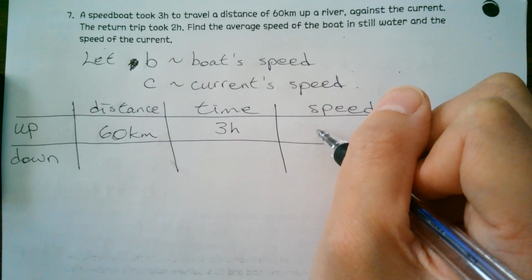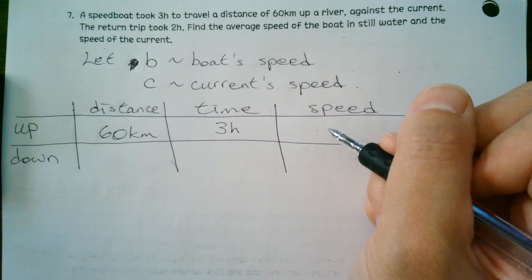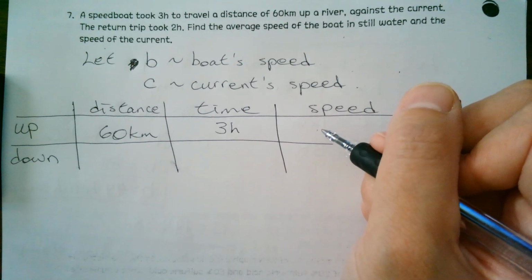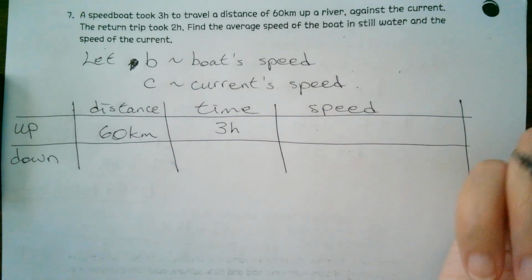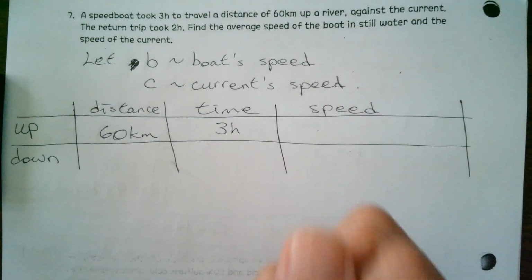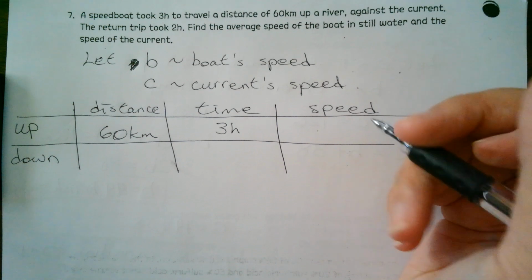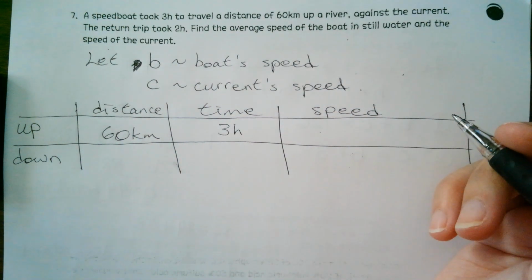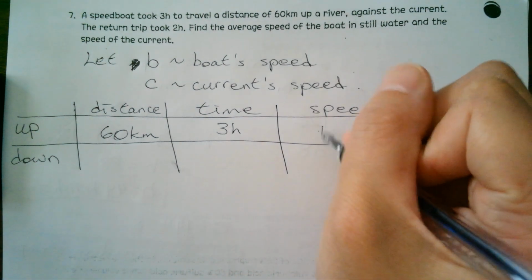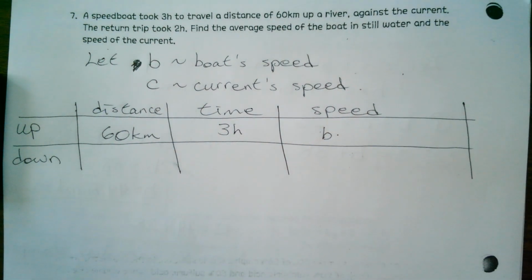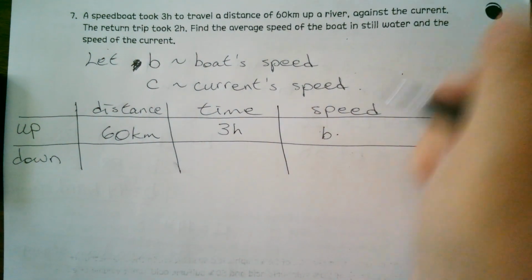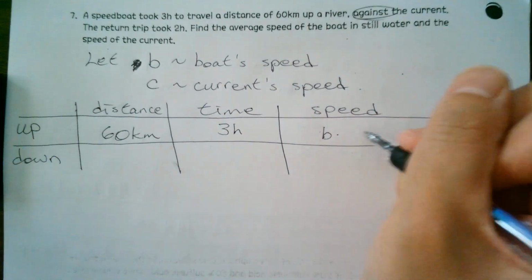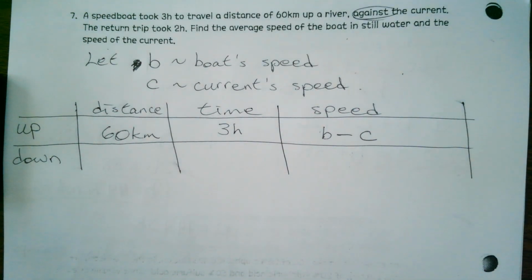We can't just divide it out because there's the current speed that we have to consider. It doesn't help you to solve the next part if you just divide it out. Okay, using these variables? B plus, no, not B plus C. You're going against the current, so it's B minus C.